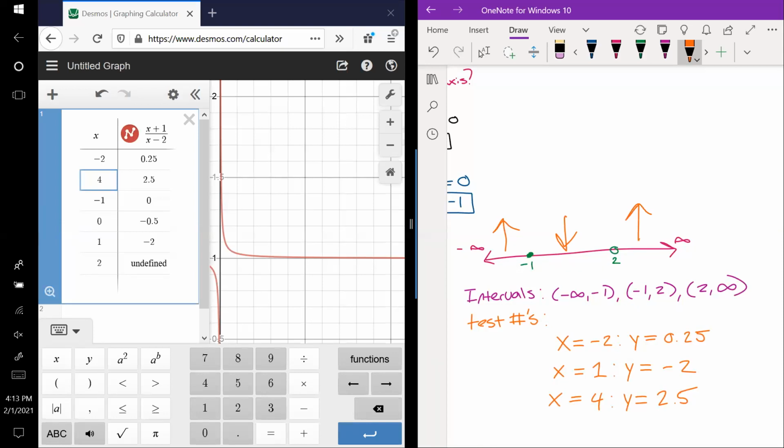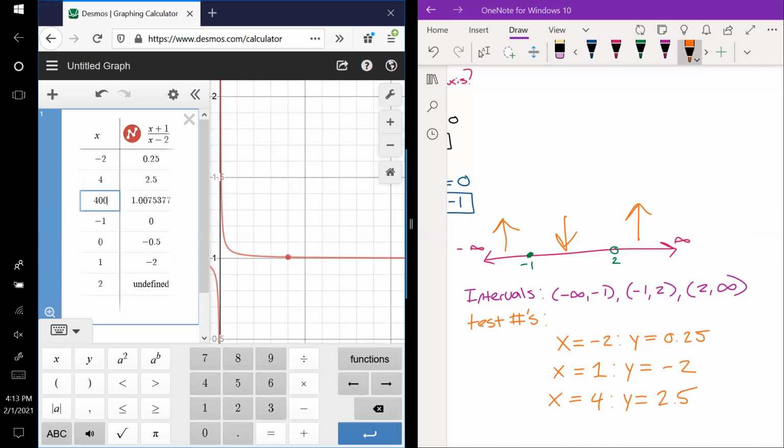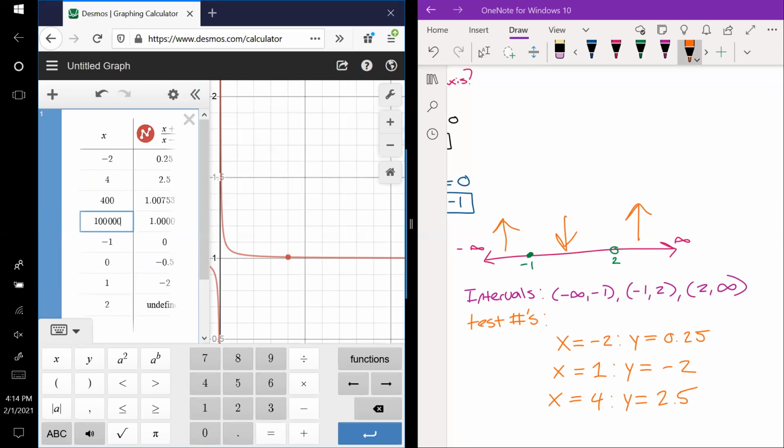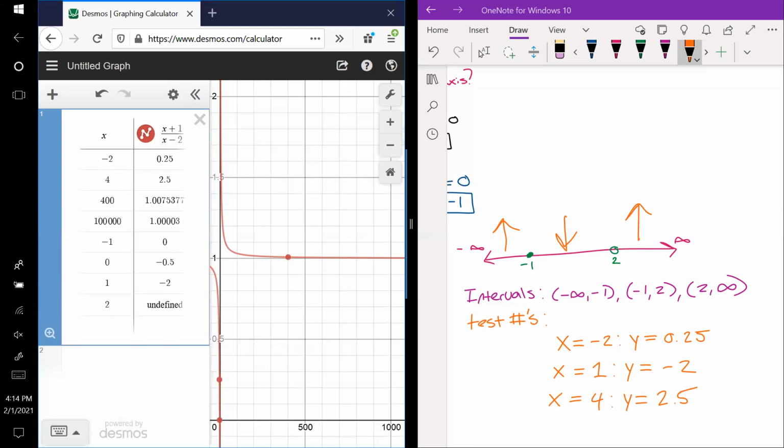And I can prove that to you using this little chart over here on the left. Let's say we choose 4. Let's say I choose 400. Let's say I choose 10,000. You see that? The output on the right is always positive no matter what. So it doesn't matter what test number you pick, as long as it's in the interval.